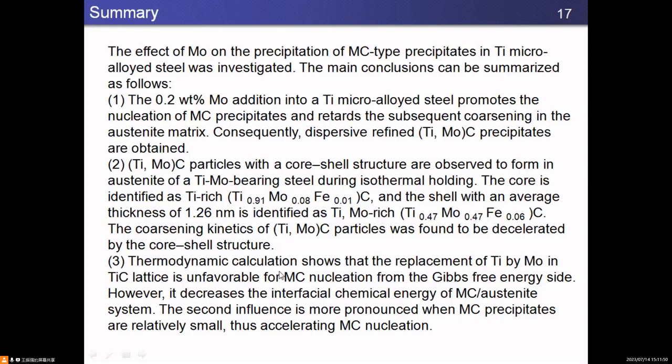Third, thermodynamic calculations show that the replacement of titanium by Mo in the titanium lattice is favorable for MC nucleation from the driving free energy side. However, it decreases the interfacial chemical energy of this system. The decrease in the barrier for MC precipitation is relatively small, thus accelerating MC nucleation. Okay, thank you very much. That's all.